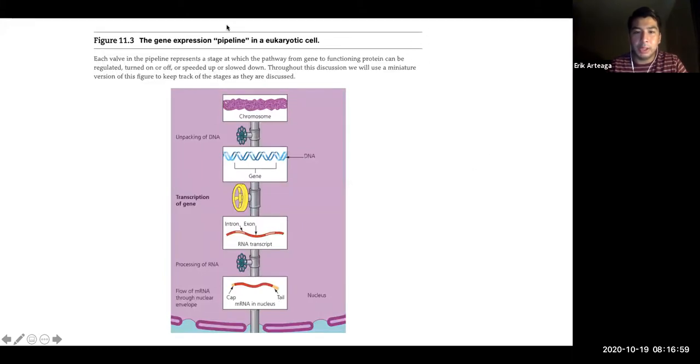So here's that pipeline that we talked about in a eukaryotic cell. We have a chromosome, we have DNA, we have transcription, right? And then we have introns and exons, all right? That's going to be very important for eukaryotes, okay? We have multiple layers of gene regulation for eukaryotes. It's very important that we, as multicellular organisms, have different ways to ensure that we don't form cancers and don't have misformed byproducts, right?